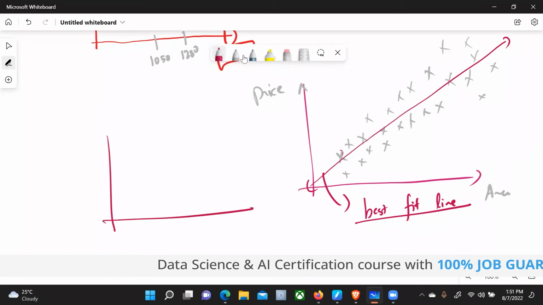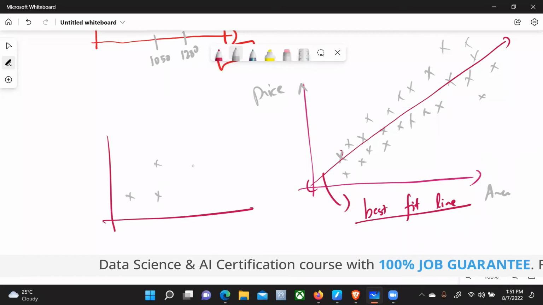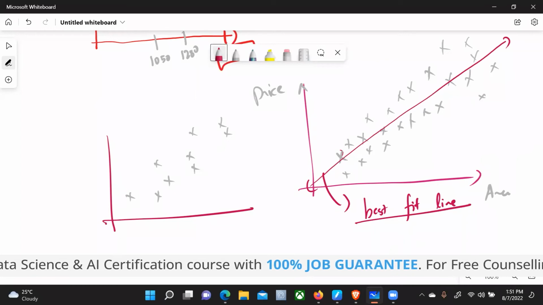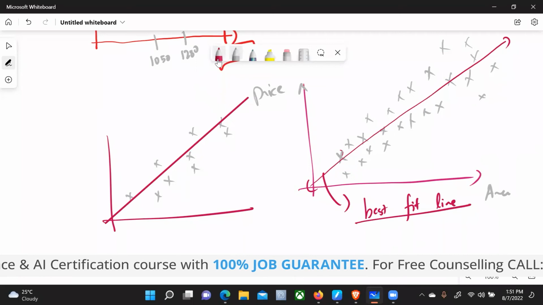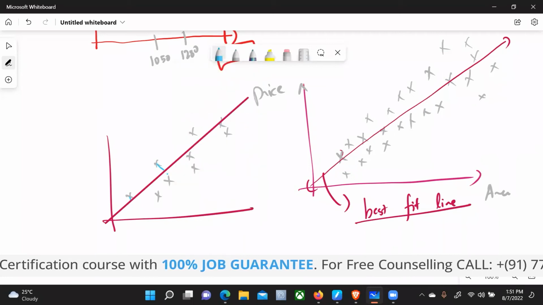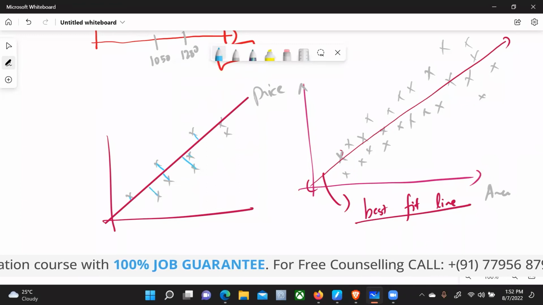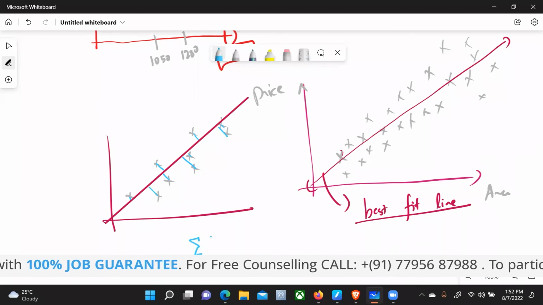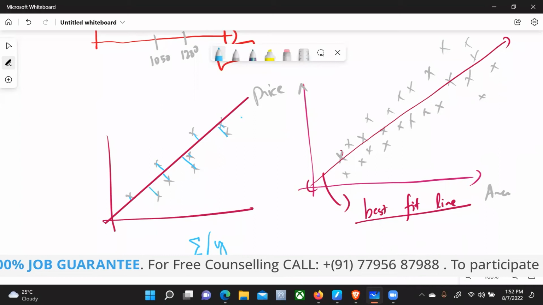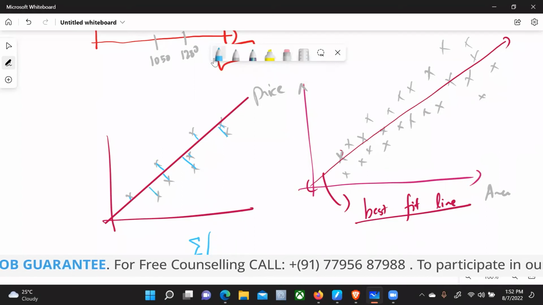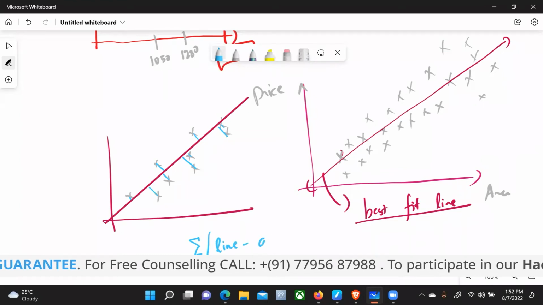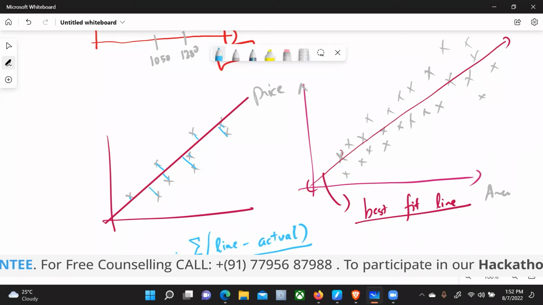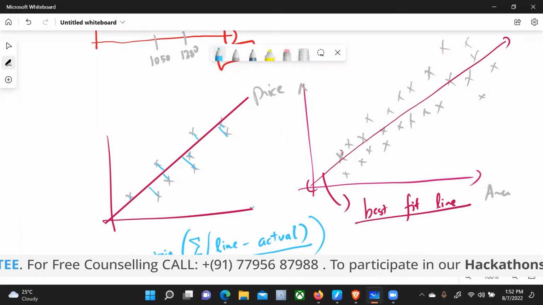So if I want to figure out the best line or best hyperplane or curve, whatever it is, let's stick with best hyperplane for now. It should have the minimal error or minimum distance from all the points. So some kind of an error or total cost function that I would like to take. So I could say whatever the line is, let me write it like this: the overall line minus the actual, and minimize the whole thing. Why is this minimization required?